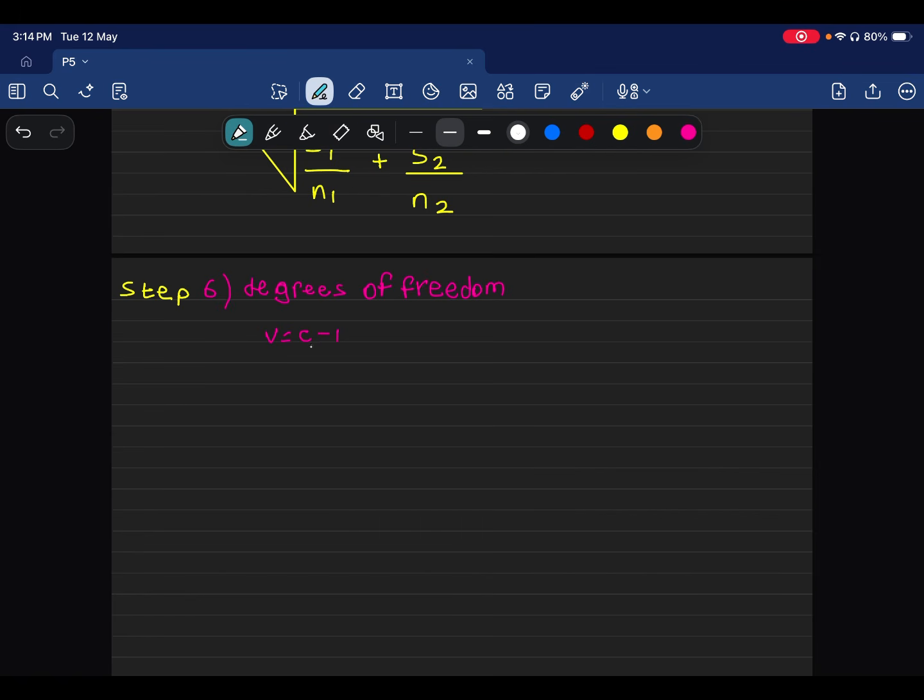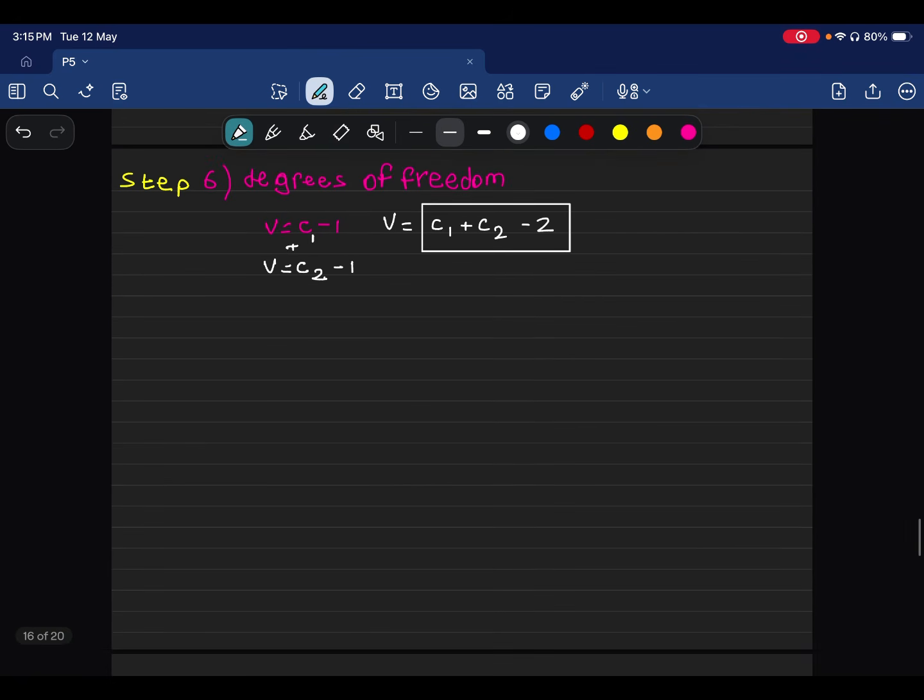So V equals C1 minus 1, and then V equals C2 minus 1. And now, when you just add these two together to get the overall formula, this is C1 plus C2 minus 2. And that right there is the formula to calculate the degrees of freedom in the t-test. Hope that makes sense. All right, even if it doesn't, just let me know in the comment section and I'll be able to help you out.